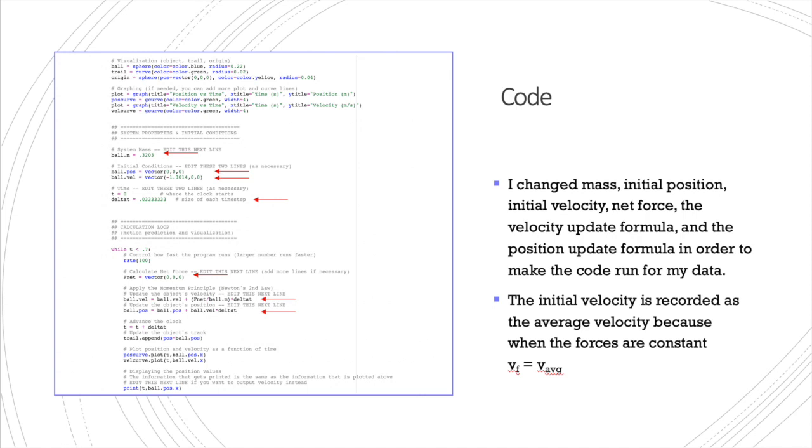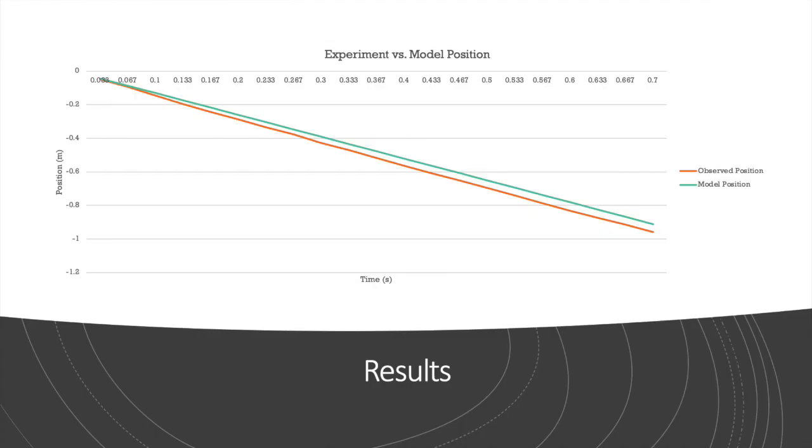After each time that it loops, it changes the position for each time step. Here we have the experiment versus the model's position. The green line is the position from the model that I created in GlowScript, and the orange line is the observed position that I found using Tracker. There's a little bit of a difference, but for the most part they're very similar.